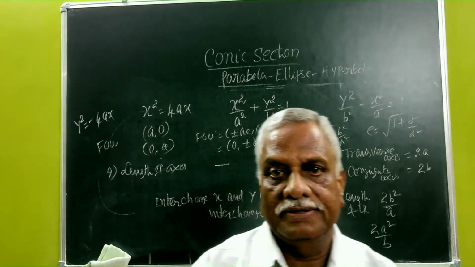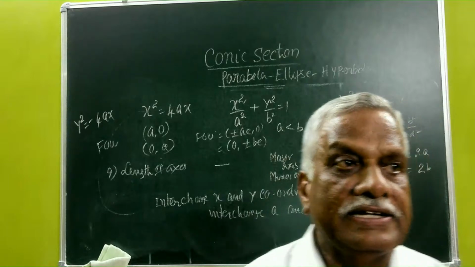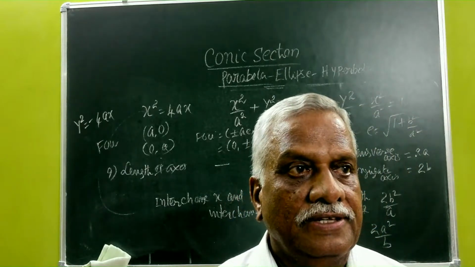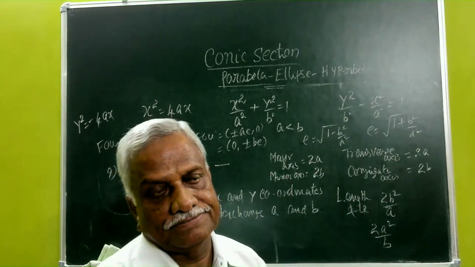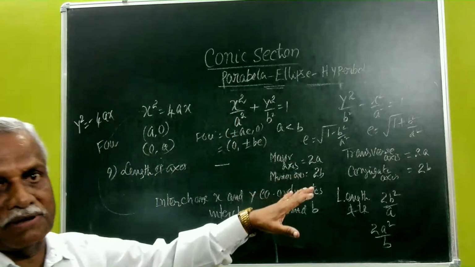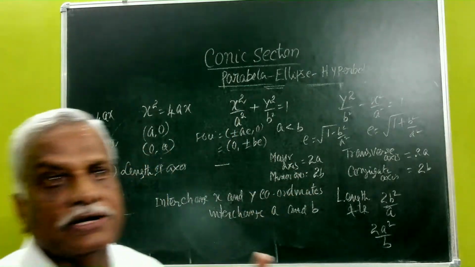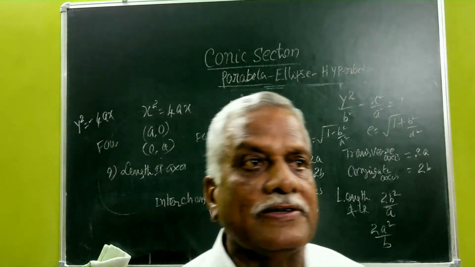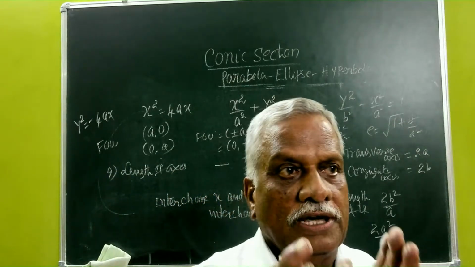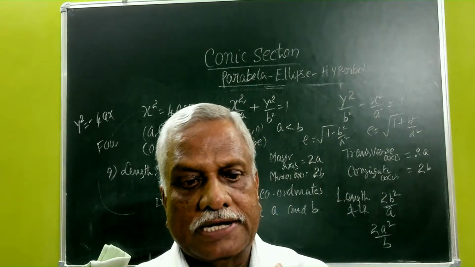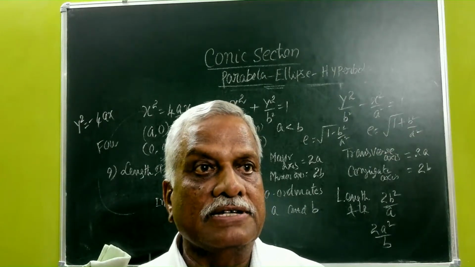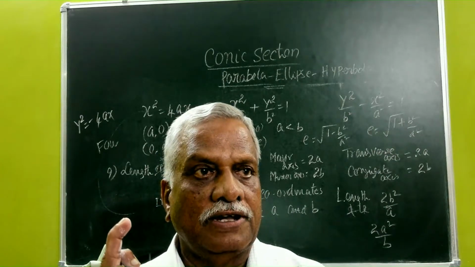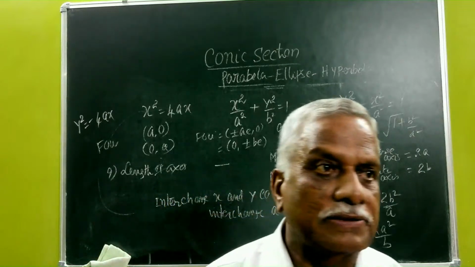And for the second type, you have to interchange x and y coordinates and interchange a and b. If you can remember this, then working any problem in ellipse, hyperbola or parabola is going to be easy. So I repeat, focus is a comma 0. For ellipse it is plus or minus a comma 0. For hyperbola it is also plus or minus a comma 0.